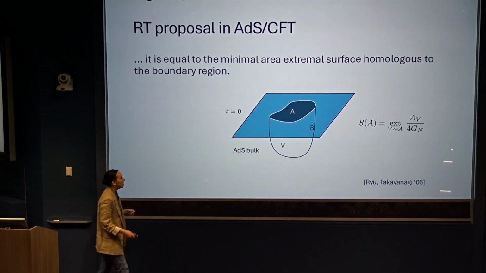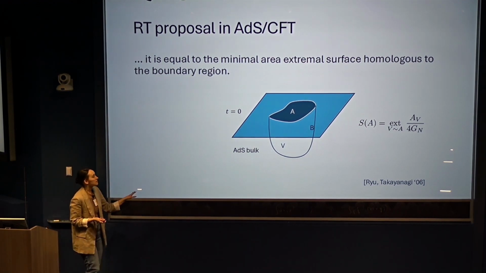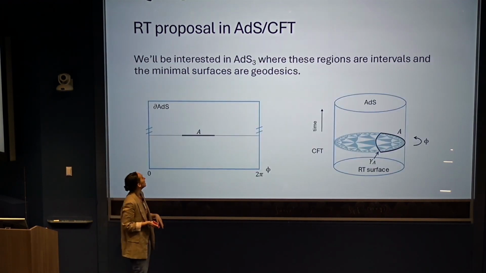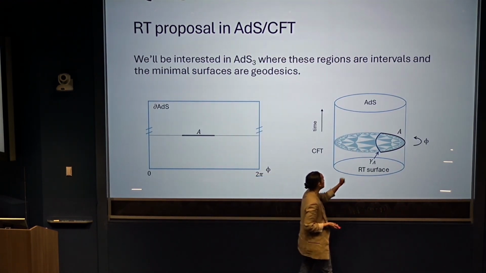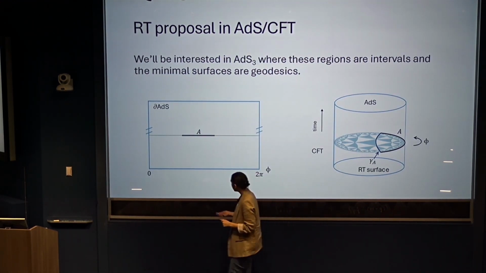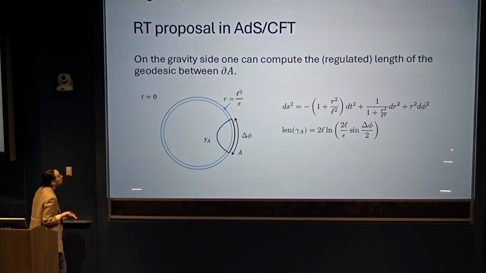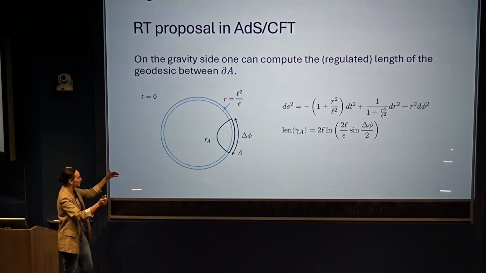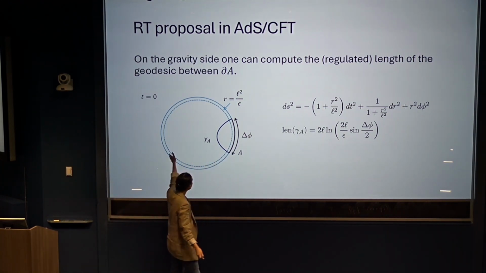And for the purpose of this talk, I'm going to stick to 3D for reasons that you'll see later. In that case, I just have some interval on my boundary CFT and some geodesic as my RT surface candidate. And then just because these equations will appear later on, let's look at the length of this geodesic versus this entanglement entropy.